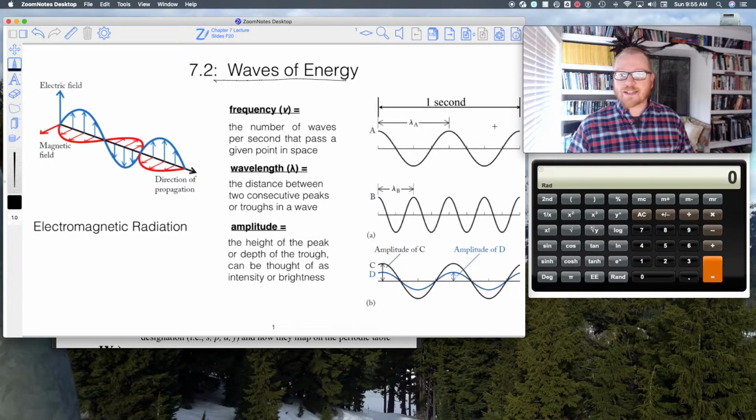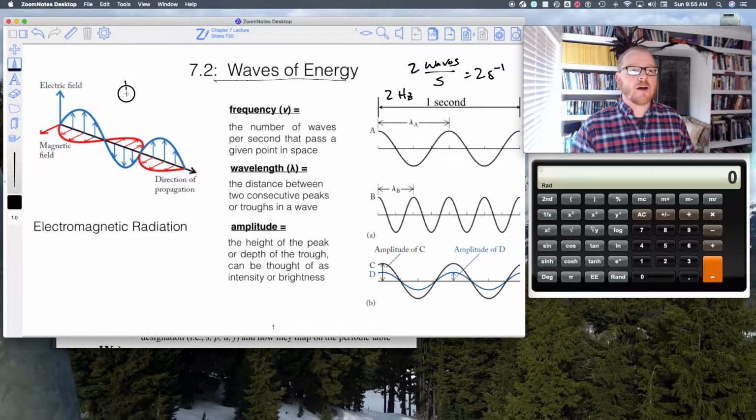Okay, so for example, suppose for all of these, A, B, and C, suppose this length here is 1 second, okay? So what I would see here, if I was counting these number of waves, I would count from peak to peak or trough to trough. So this would be 1 wave, and this would be 2 waves. So that would be 2 waves per second, or I could say that that's 2 inverse seconds, or that's the same as 2 hertz, okay?